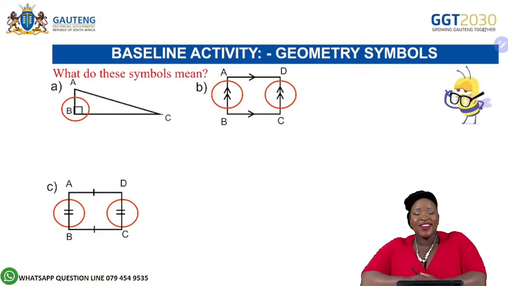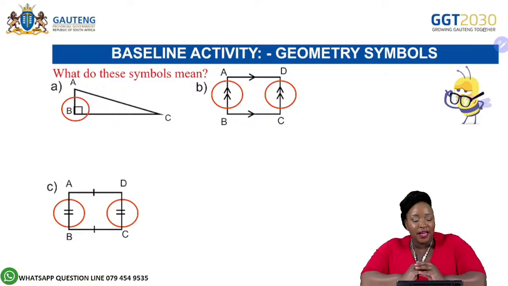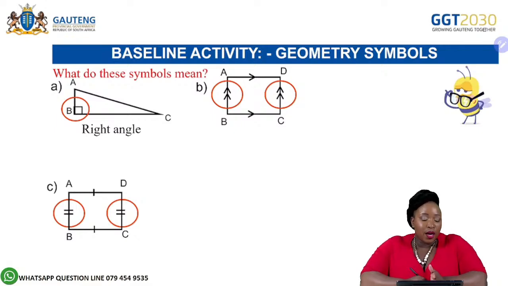All right, how are you doing so far? Are you having fun? Are you now back and ready to continue with the lesson? All right, so all you had to do was to tell me what the angle indicated at B means. You had to show me what the arrows that are on the rectangle mean, as well as the lines on the rectangle on C.